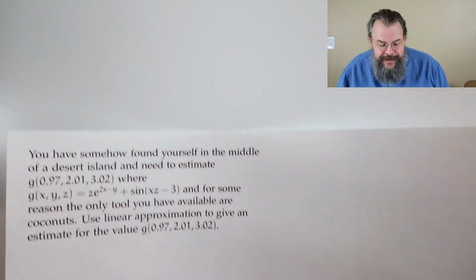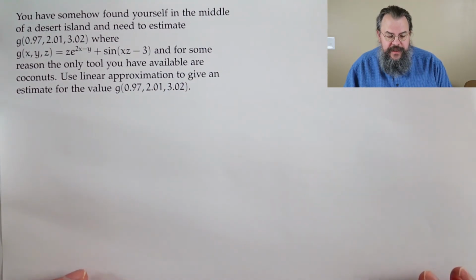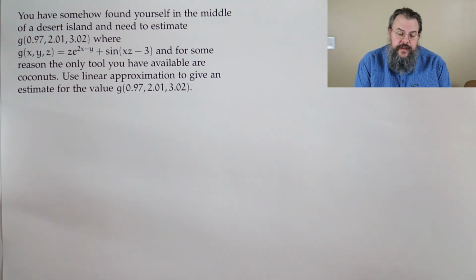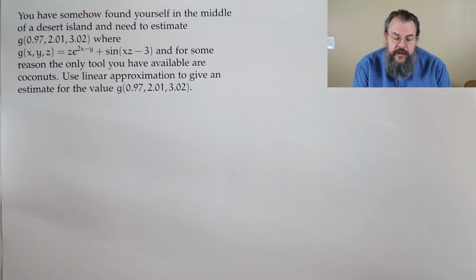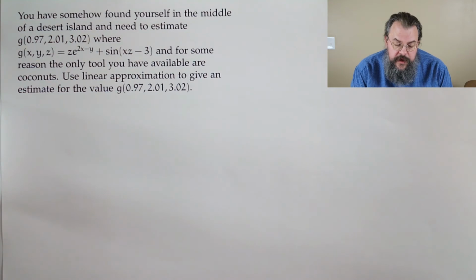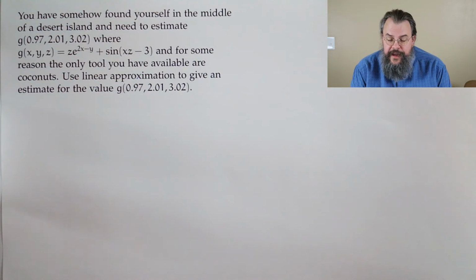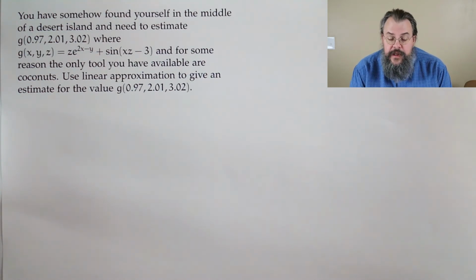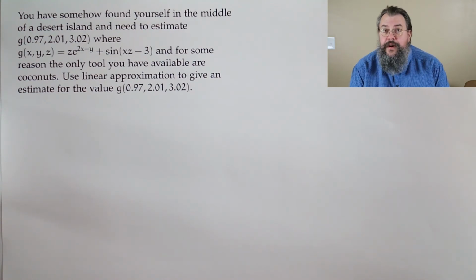I think we have time for one more, one problem to finish us up. So, you have somehow found yourself in the middle of a desert island and need to estimate g(0.97, 2.01, 3.02), where g(x, y, z) is z times e to the power 2x minus y, plus sine of xe minus 3. And for some reason, the only tools you have available are coconuts. That doesn't sound so bad. Use linear approximation to give an estimate for the value g(0.97, 2.01, 3.02).